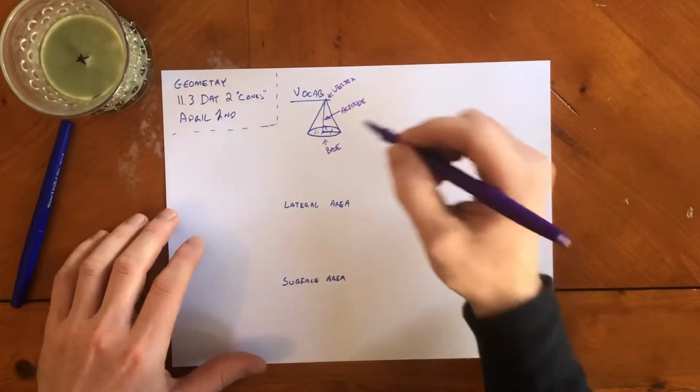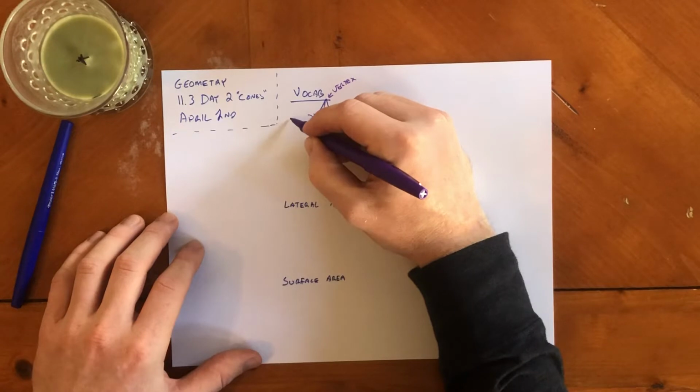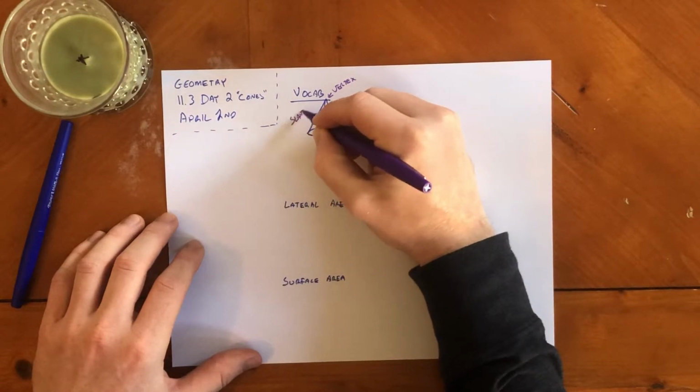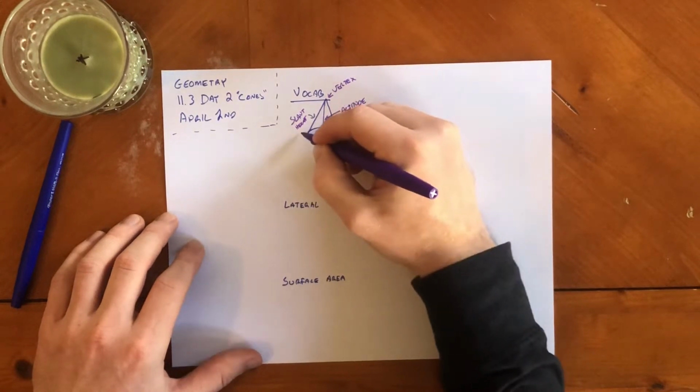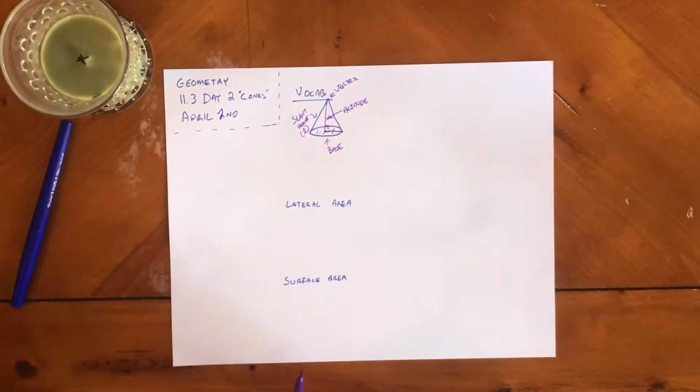And then the only other thing we need to know is this little thing right here. This is called the slant height, and we call the slant height L. You can call it slant height, you can call it lateral edge. That's another way to think about it.